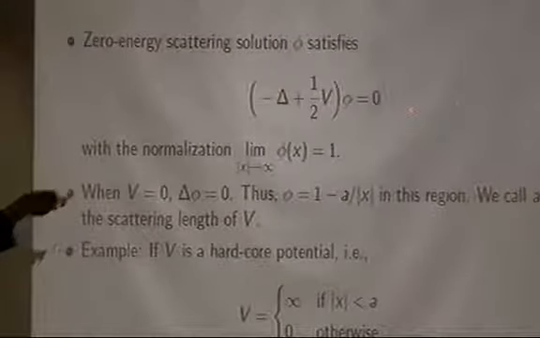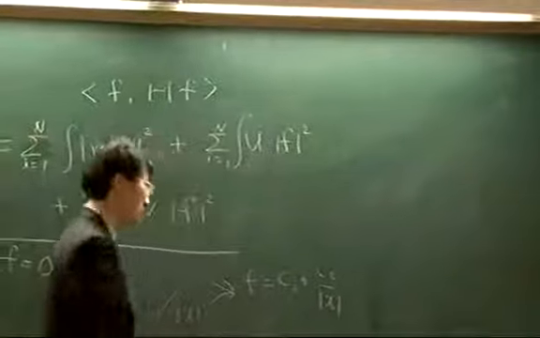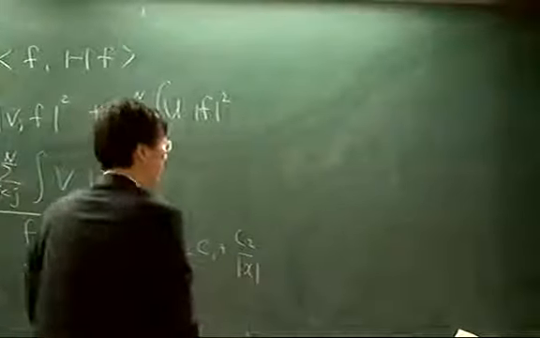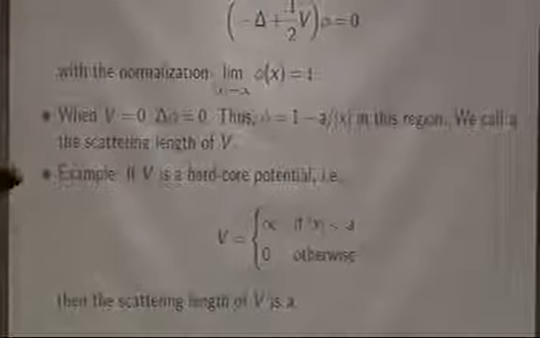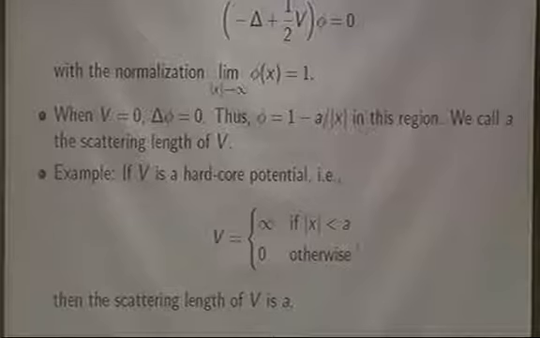But then V will vanish eventually. So in that region, we only have this Laplacian phi equals 0. So the solution will look like C1 plus C2 over X. And with this normalization condition, C1 will become 1. So we can just think about this phi to be 1 minus A over X in this region. And this A is what I call the scattering length of the interaction potential V.